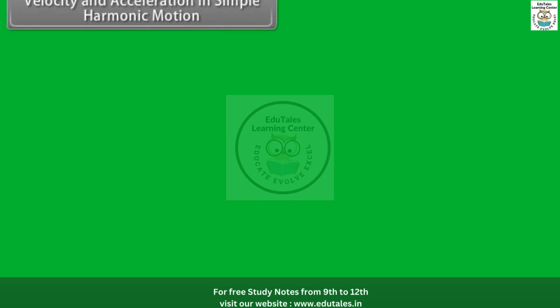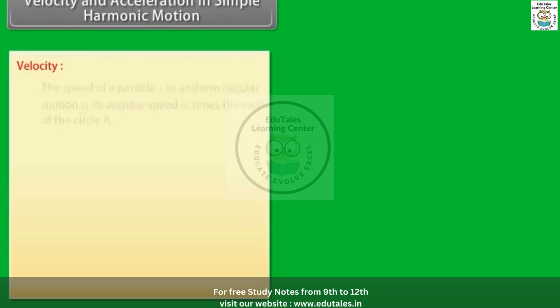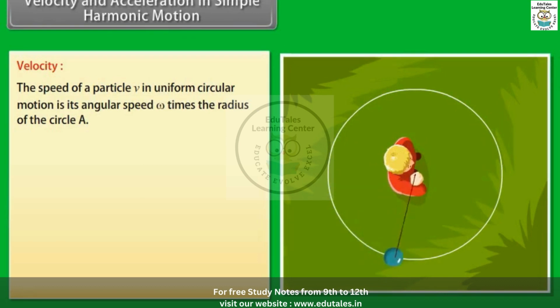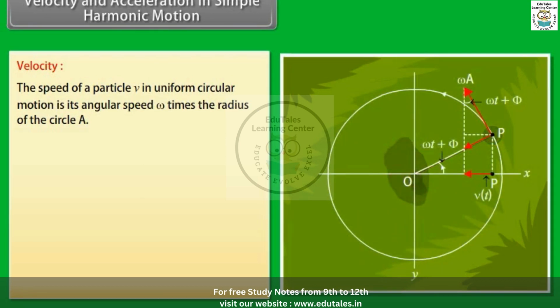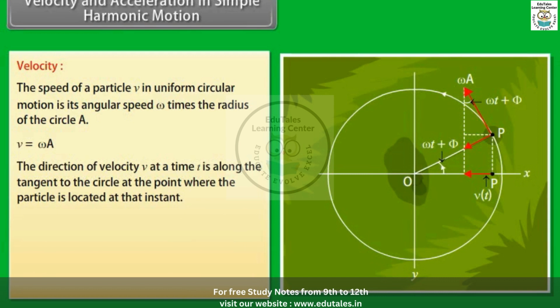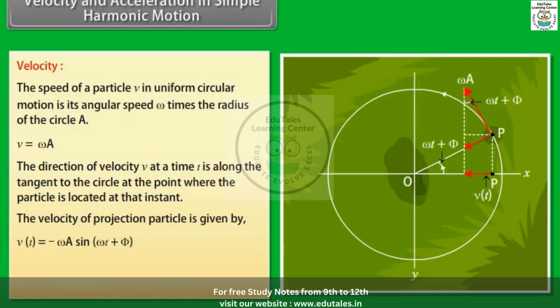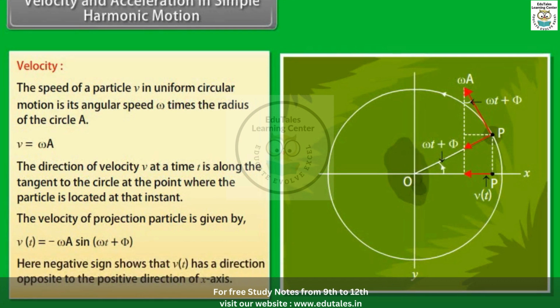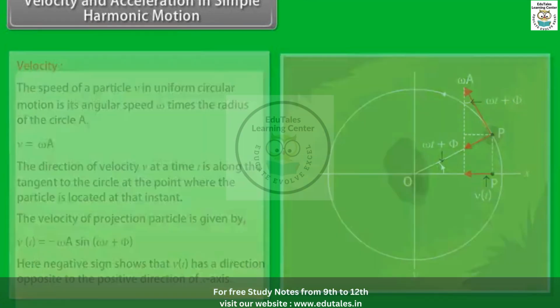Velocity and acceleration in simple harmonic motion. The speed of a particle v in uniform circular motion is its angular speed ω times the radius of the circle A. v equals ωA. The direction of velocity v at time t is along the tangent to the circle at the point where the particle is located at that instant. The velocity of the projection particle is given by v(t) equals minus ωA sin(ωt plus φ), where the negative sign shows that v(t) has a direction opposite to the positive direction of the x-axis.